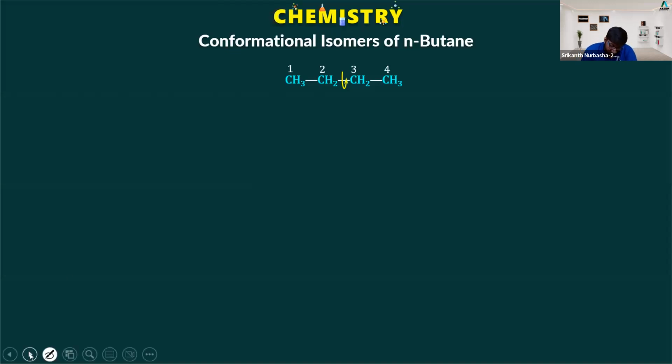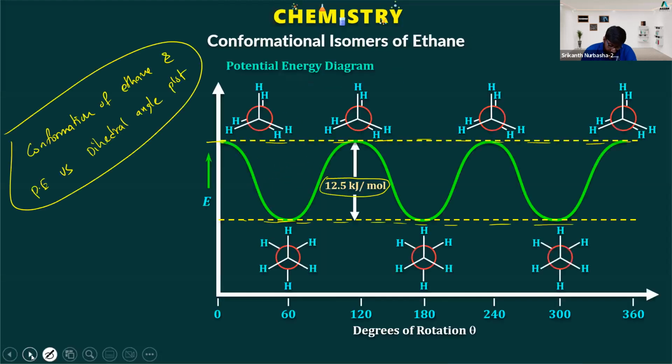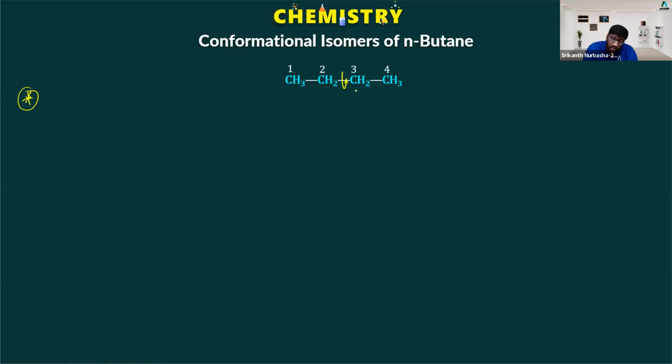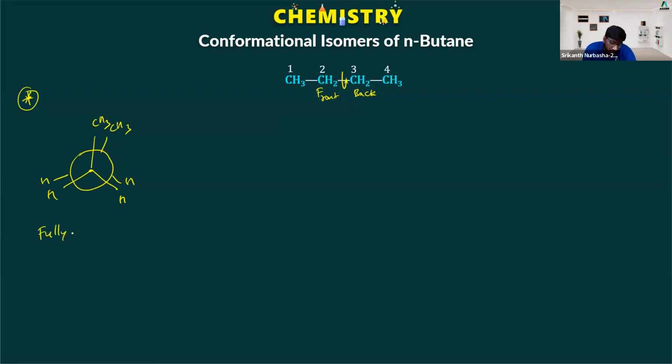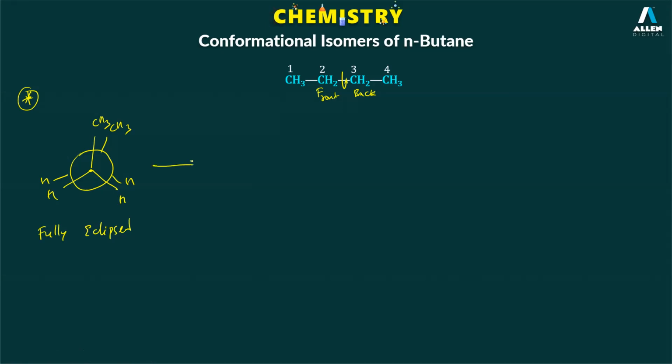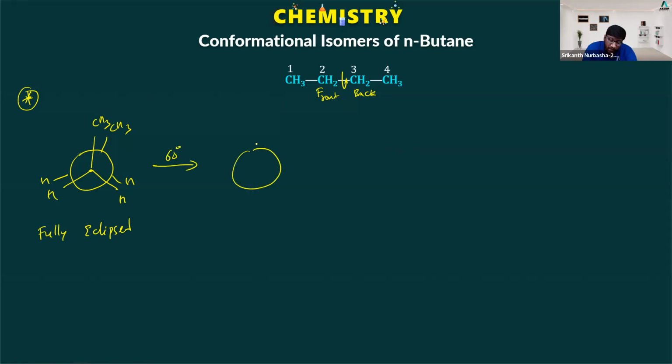Now we'll take the molecule. Around this carbon C2 C3, this is my front carbon, and this is my back carbon. To the front carbon I have a methyl group connected and two hydrogens. On the back carbon I have a methyl group connected and two other hydrogens. Is this the fully eclipsed form? Yes, sir, eclipsed form, and we say fully eclipsed because the two bulky methyl groups are on the same side, giving more repulsions. If you rotate 60 degrees, what conformation will you get?